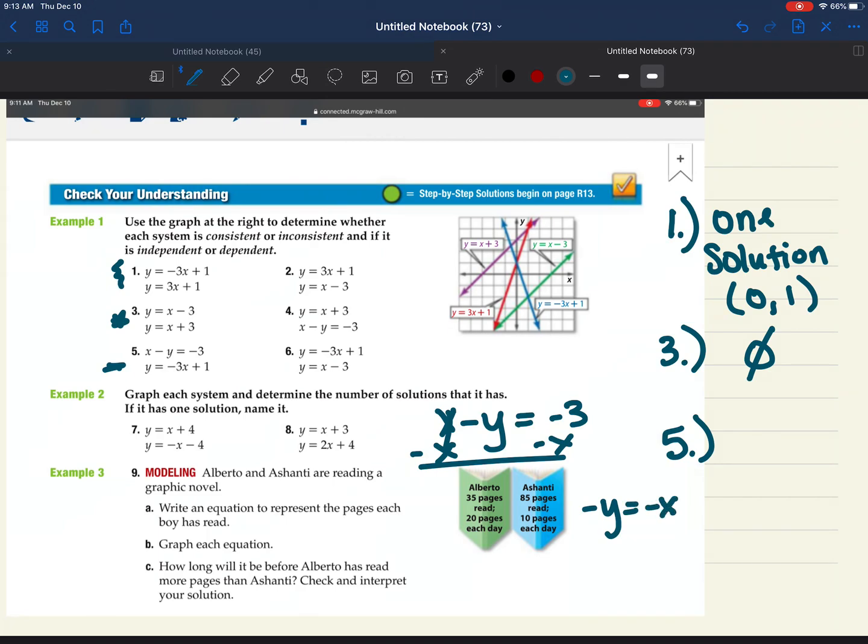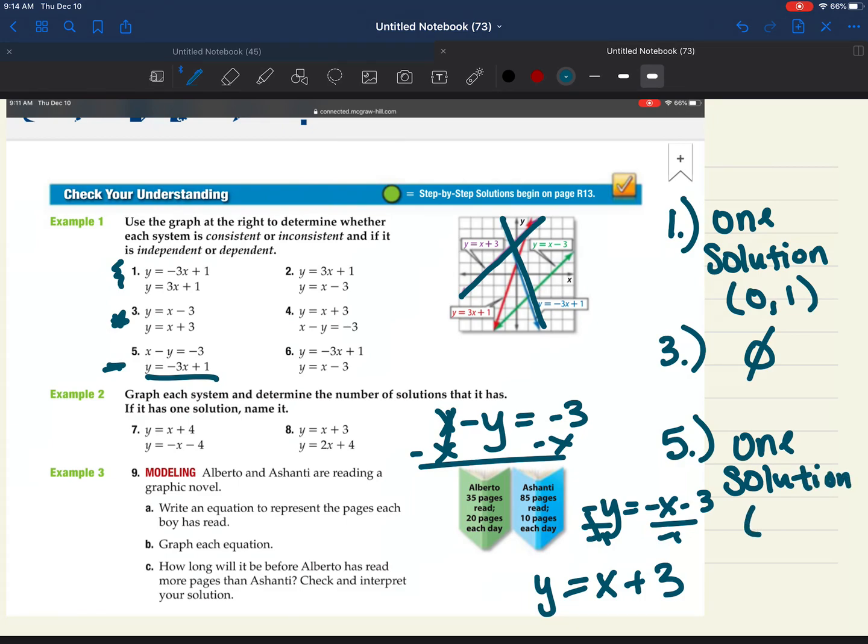That would give you negative y is equal to negative x minus 3, divided by negative 1. So you would get y equals x plus 3. Okay? Which line is y equals x plus 3? Purple. Okay? Which line is y equals negative 3x plus 1? Blue. Okay? What would be my answer here?